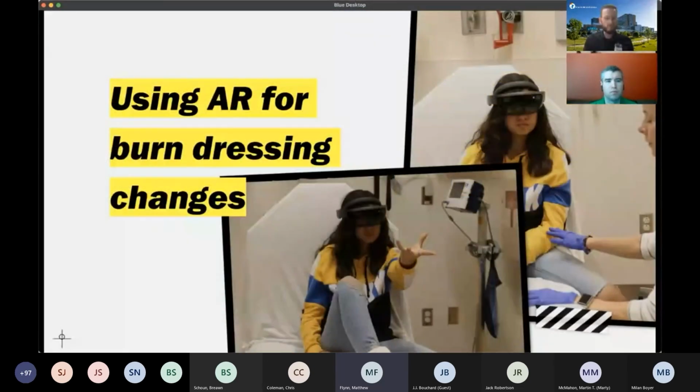So we're gonna briefly hop over and talk a little bit about AR or augmented reality. So at Children's Colorado, we primarily use augmented reality for burn dressing changes in our burn clinic. We use the AR headset as a distraction technique that allows kids to still see what's going on, but still have those elements of distraction that they can kind of focus on if they're experiencing pain or discomfort.